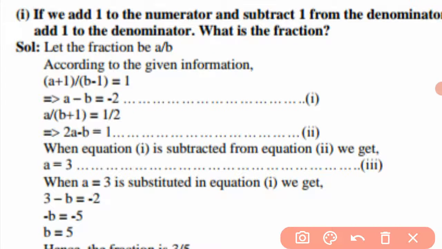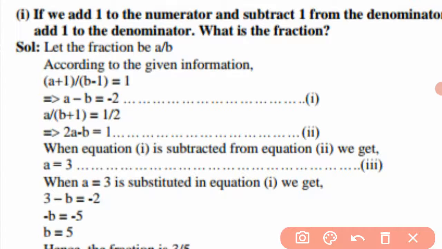So here equation number 1 will be a minus b equals -2, and from here it is also given that when 1 is added to the denominator, so a upon b plus 1, then it will become 1 upon 2. By solving this equation, it will become 2a minus b equals 1. That is equation number 2.